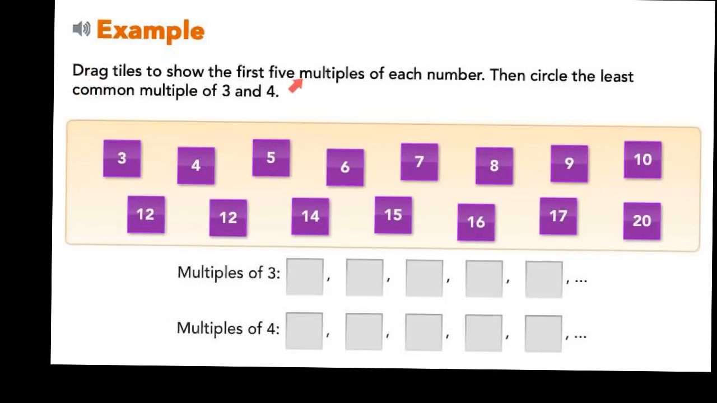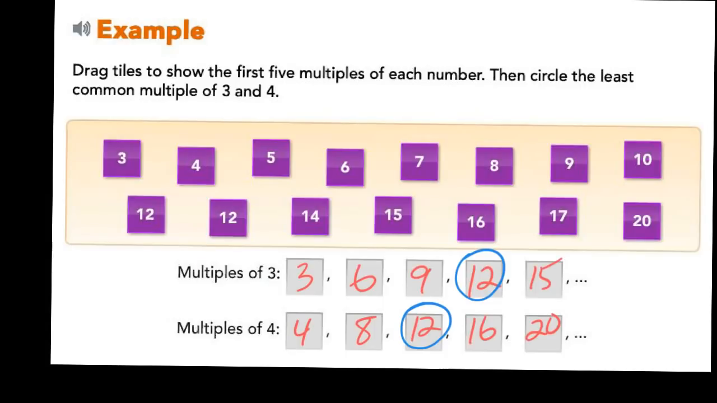Drag tails to show the first 5 multiples of each number. Then circle the least common multiple, LCM, of 3 and 4. Multiples of 3. Start doing the first 5 multiples of 3. And think about it, what would the first multiple of 3 be? Well, what's 3 times 1? 3. 3 times 2, 3 times 3, etc. Same with 4. 4 times 1, 4 times 2. I'm going to hush now while you press pause. Press the pause button, finish the tables, and then when you're completely done, press play.